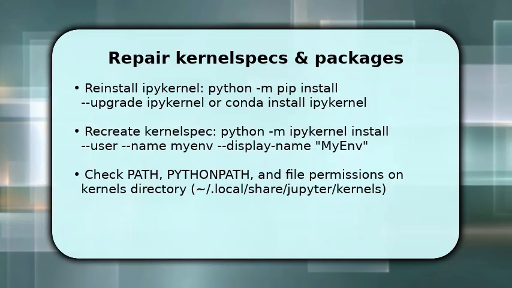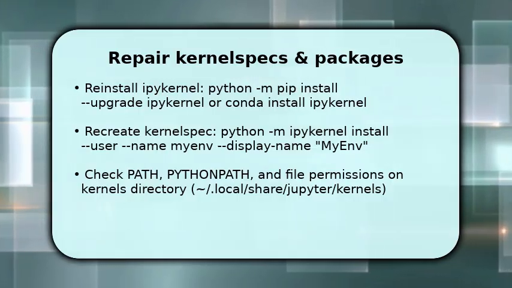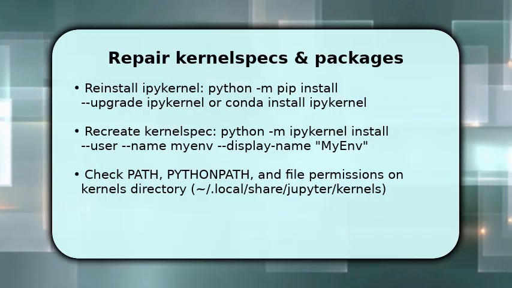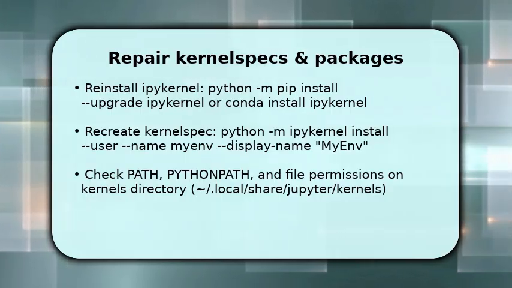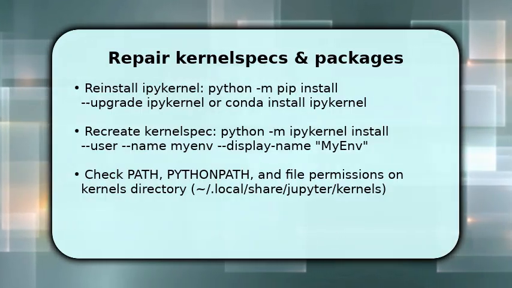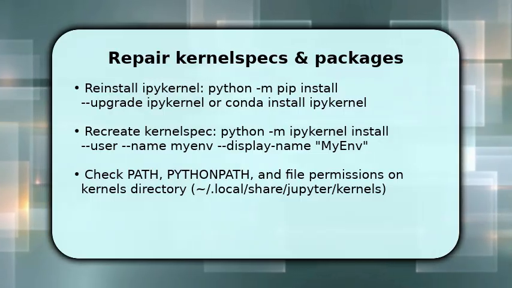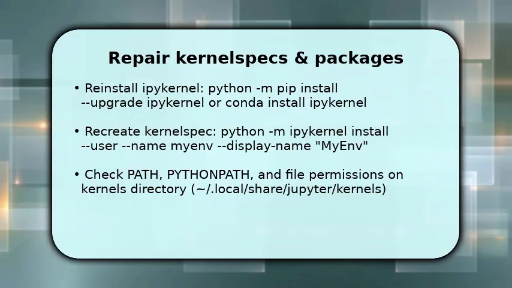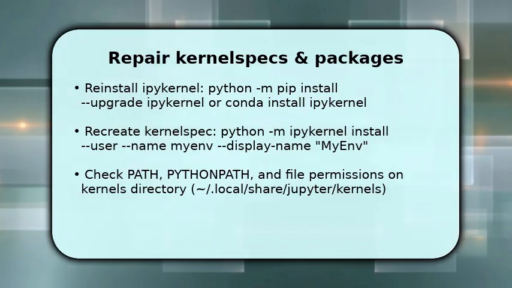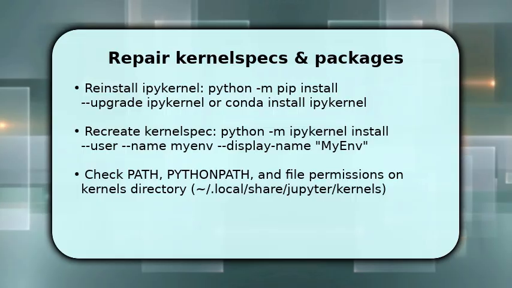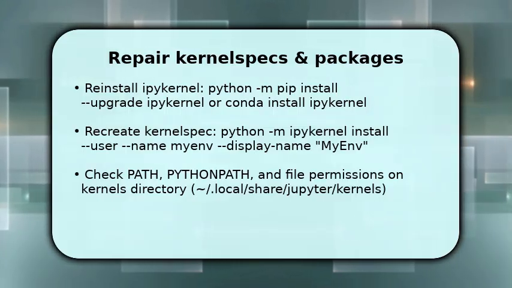Then recreate the kernel spec so Jupyter points to the right interpreter, using python -m ipykernel install with a clear name. Also inspect PATH and PYTHONPATH for conflicts, and ensure the kernel's directory has readable files. These actions address broken specs, stale entries, and permission issues that interrupt kernel launches.